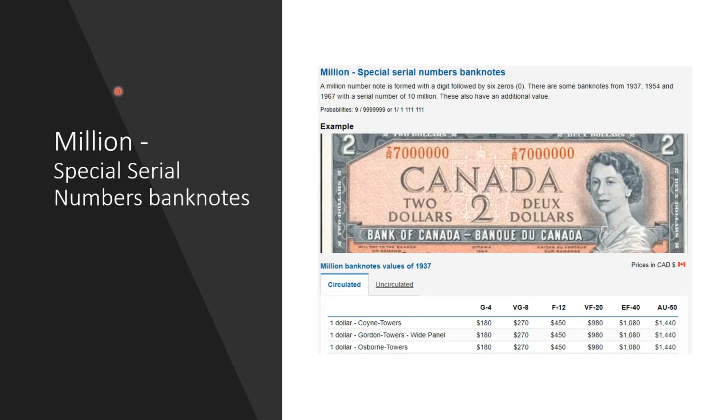A million note. Who wouldn't want to be a millionaire or find a note that would make you a millionaire? A million note is formed with a digit followed by 6 zeros. So pretty, again, self-explanatory: one number and 6 zeros.